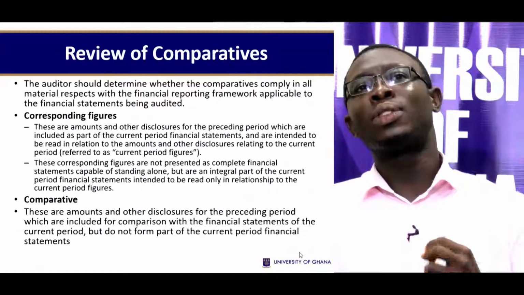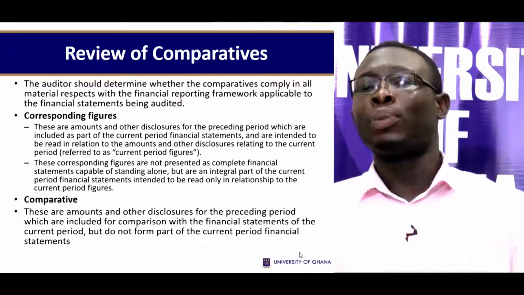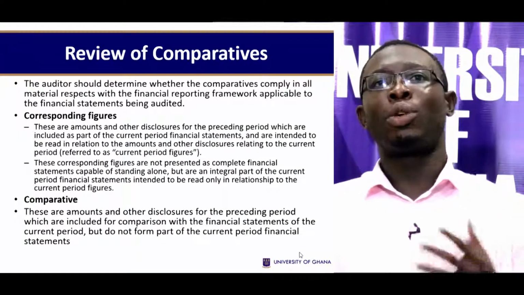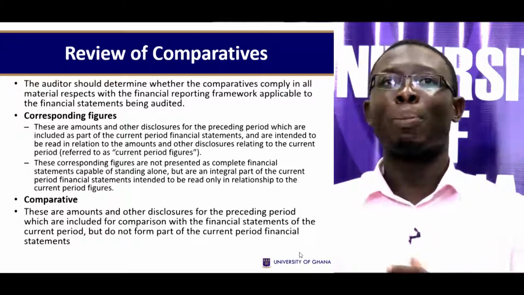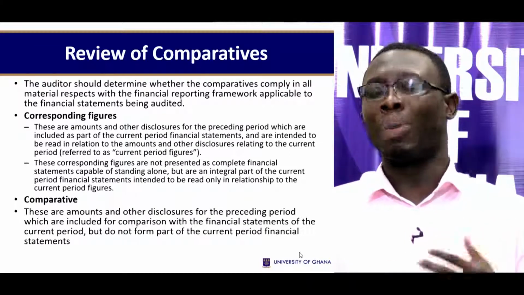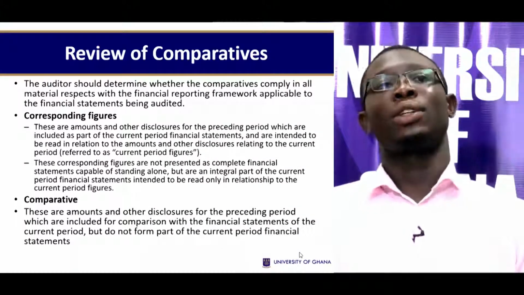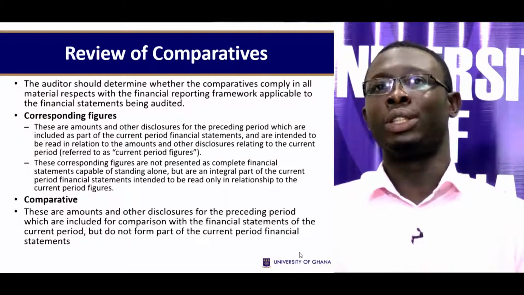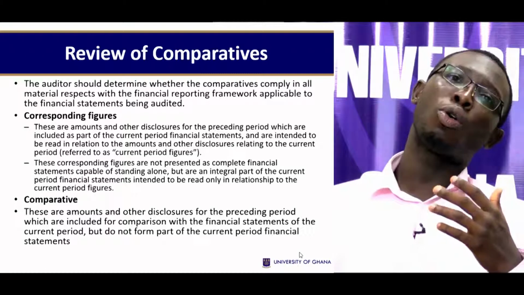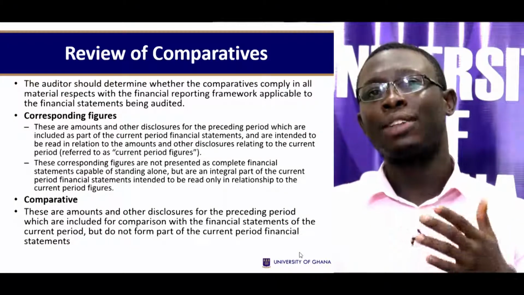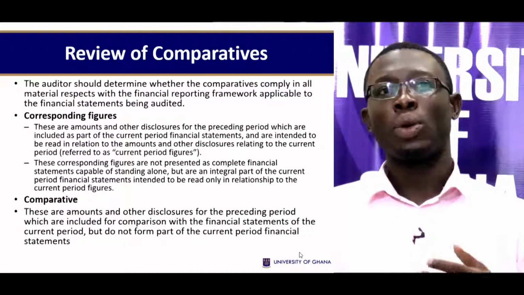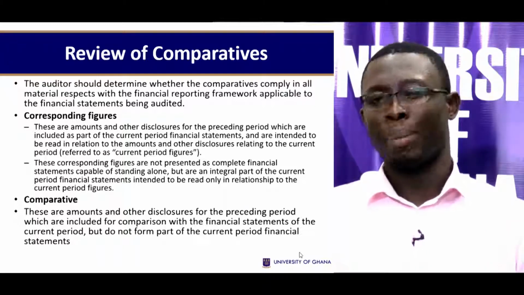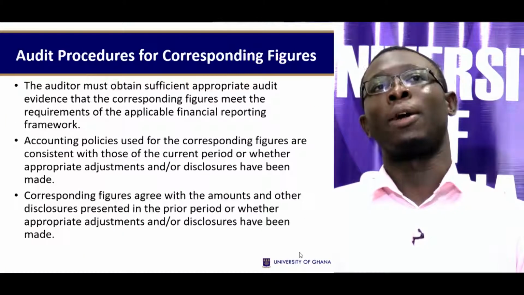These are amounts and disclosures for the preceding period, which are included as part of the current period financial statement. These corresponding figures are not presented as complete financial statements capable of standing alone, but are an integral part of the current period financial statement intended to be read only in relationship to the current period. Also on comparatives, these are amounts and other disclosures of the preceding period which are included for comparison with the financial statement of the current period, but do not form part of the current financial statement.